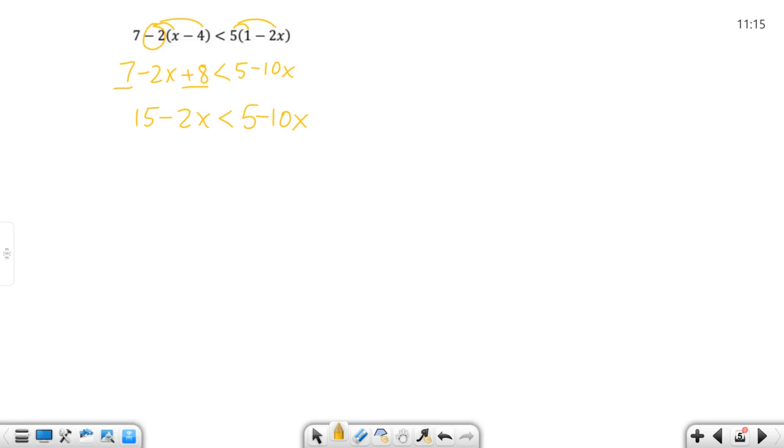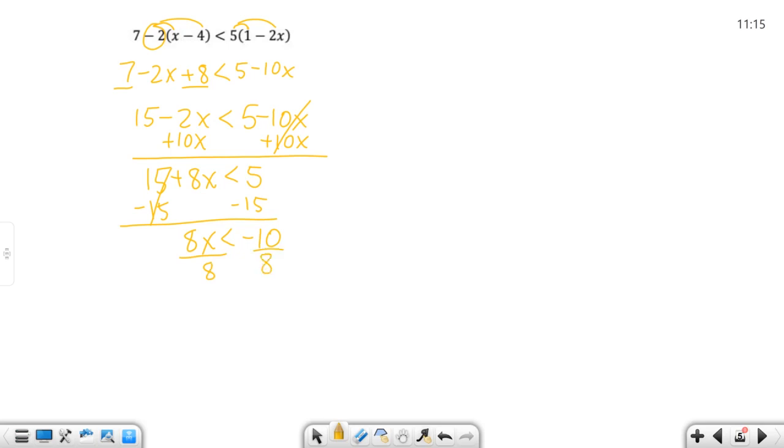Now we got to keep going. I'm going to put my x's on the left-hand side. So I'm going to add 10x so I can cancel it over here. Okay? I'm going to add 10x. So then this is going to be 15 plus 8x is less than 5. And then I'm going to subtract 15. And that's going to be 8x is less than negative 10. And then divide both sides by 8.